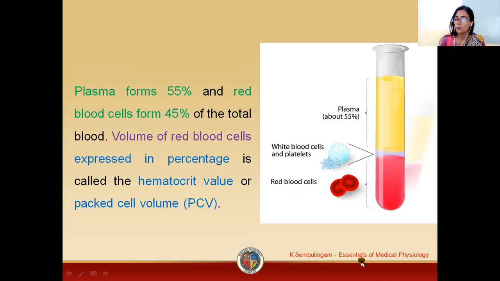According to the book Essentials of Medical Physiology, while discussing hematocrit value, it indicates that plasma is 55% and red blood cells are 45%. But according to certain researches, plasma is 55%, the red blood cells at the bottom are 40 or 41%, while the volume in between the plasma and the red blood cells is 4 to 5%. The volume of red blood cells at the bottom represents the packed cell volume, and this is expressed as a percentage, and this percentage is the hematocrit value.